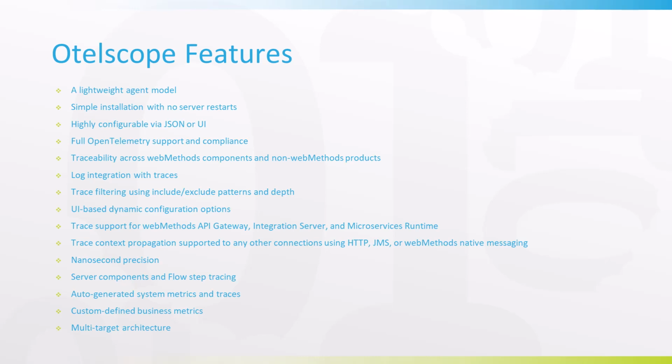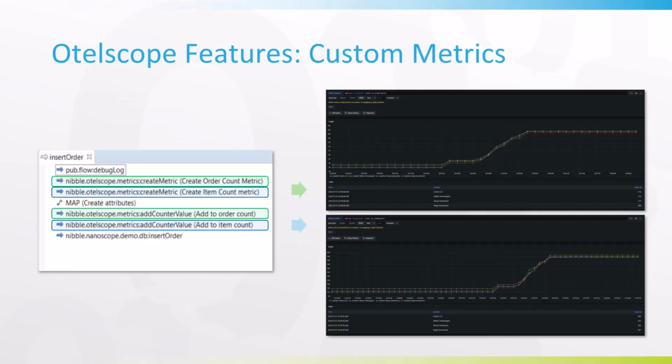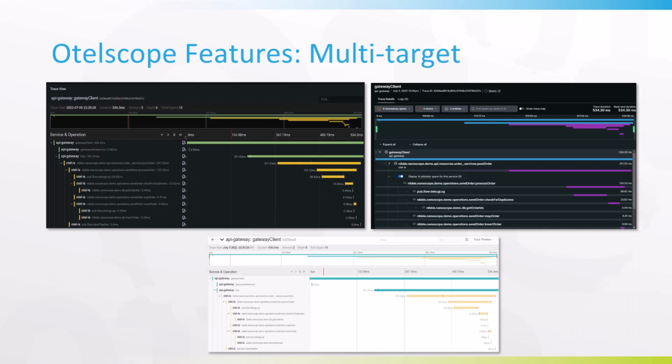It has support for auto-generated system metrics as well as custom business metrics, and given the robust OpenTelemetry collector architecture, we can support multiple targets in parallel. In this slide, for example, you can see how custom business metrics can be defined within a service and then emitted to an observability target via Otelscope. In here, we see the same exact trace exported to 3 different targets simultaneously, Jaeger, Tempo, and New Relic, with no extra configuration on the Otelscope side.